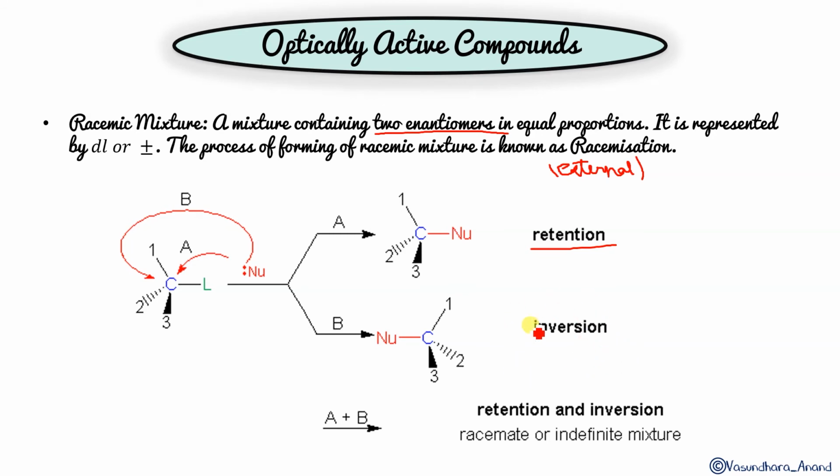So inversion happens, and retention, this and this both are there. If A and B combine in equal amount, then this will be called a racemate or indefinite mixture. That means a racemic mixture. Got it? Did you understand? The retained compound and the inverted compound, that is, one is D, another is L. If they combine with each other in equal proportion, they will give you the racemic mixture, and it will be optically inactive due to external compensation. I hope it is clear.